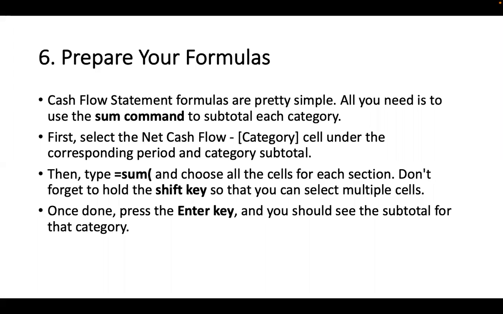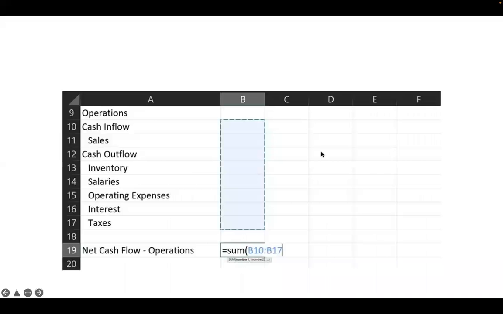Now it's time to prepare our formulas. Cash flow statement formulas are pretty simple. All you need is to use the sum command, which we use for the income statement and balance sheet also. So we'll have to add the sum command. First select the net cash flow category, for example operating, cell under the corresponding period and category subtotal. Then type equals sum and choose all the cells from each section. Don't forget to hold the shift key so that you can select multiple cells. Once done, press enter and you should see the subtotals for that category. So for example, this is the net cash flow for operations equals sum, and these are the subcategories under operations. So we have to add all these things.